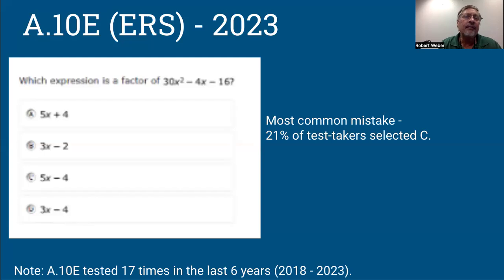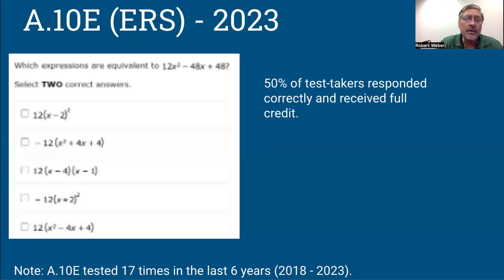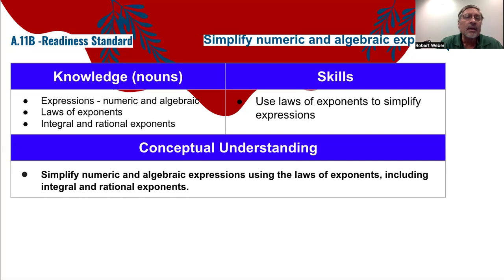Heavy, heavy, heavy tested. And what they've done is they've changed the testing of it. It used to be they asked for both factors. Now they'll ask for one, but 17 times in the last 6 years. So this has been a pretty heavy tested area, maybe the most heavily tested.